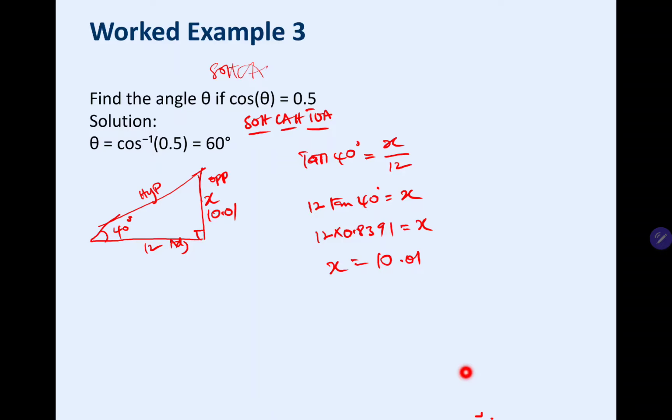All right, so that's how, using the trig function, we've gotten the missing side x. So now that you have two sides, you could easily use the Pythagorean theorem to find the last side, which says a squared plus b squared is equal to c squared. All right, let's try another question.